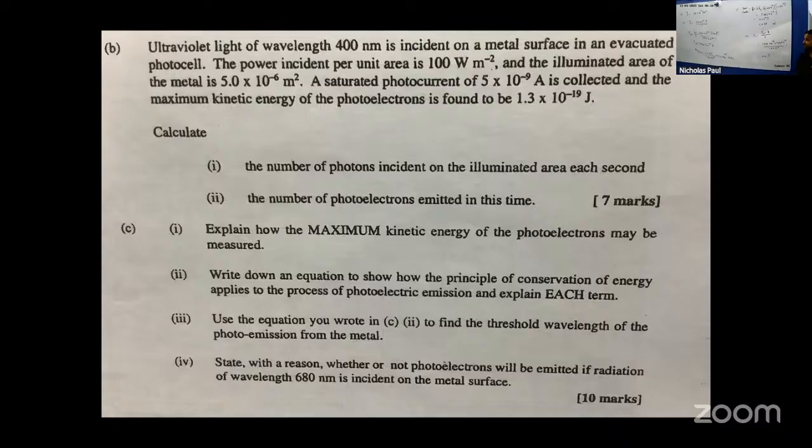Two minutes again, I'll do it. Right? What does the 400 nanometer give you again? That's the wavelength of the incident light, right? They give you power again, and they give you the area incident on. They give you photocurrent, so that's a little bit different now. So the photocurrent has the electrons in it, right?